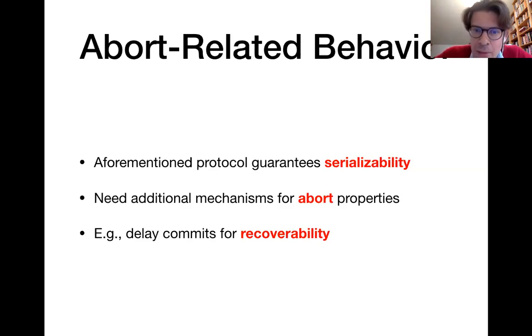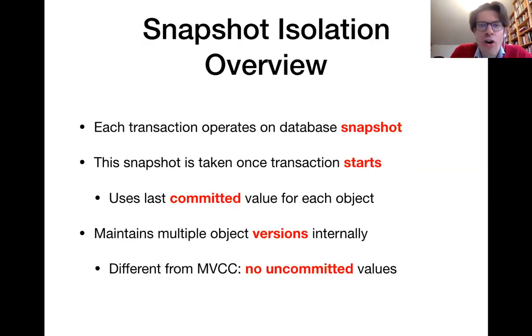In order to get them, you can, however, extend the protocol and, for instance, delay commits until all influencing transactions have committed. So just so you know, if you ever choose to implement it, then you probably want to take care of those properties as well, and that requires some extensions to the protocol. So that was a short overview of multi-version concurrency control.